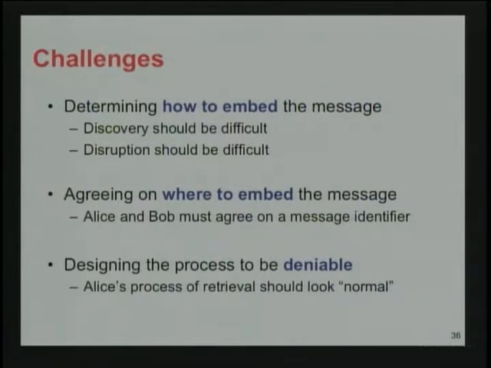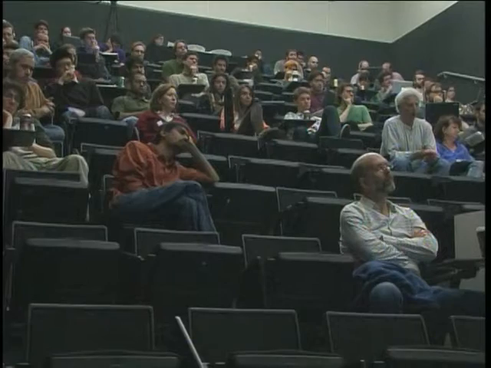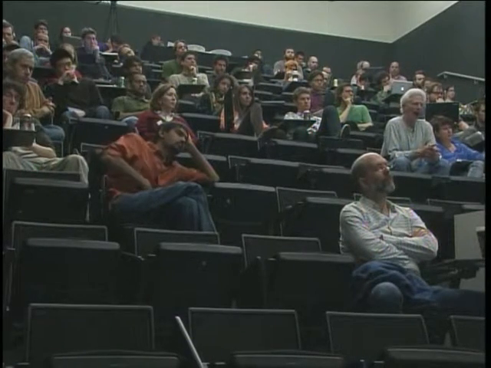One is how to embed the message. How do I do that in a way that it's difficult for the sensor to discover or disrupt it? How do Alice and Bob actually agree on where that drop site should be? And how do they do that in a way such that Alice's process of retrieving it doesn't get her in trouble? And so these are the three challenges. I'm going to briefly highlight choices that we made in solving those challenges.